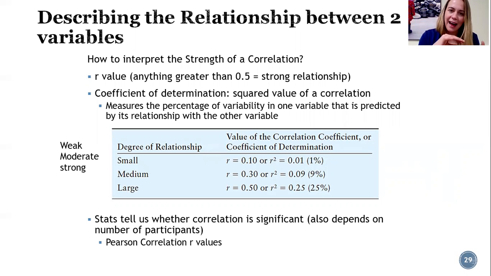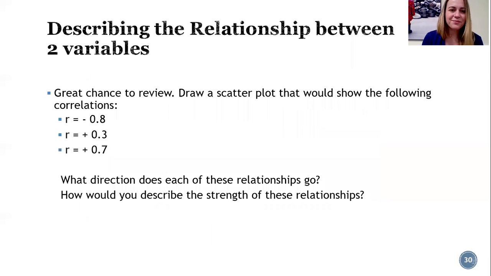So we would also want to run some stats. We'd get our Pearson correlational value. We'd also take into consideration how many participants we had in our whole sample, and this would tell us whether that relationship is significant or not. It tends to be that the larger the R value, the more likely that relationship is significant.